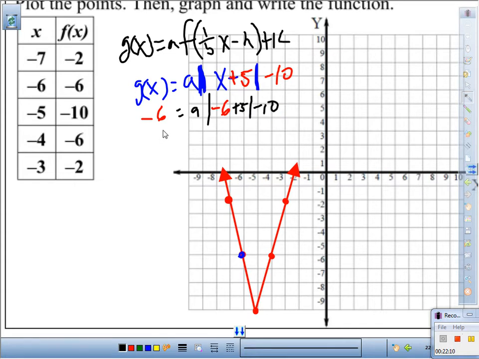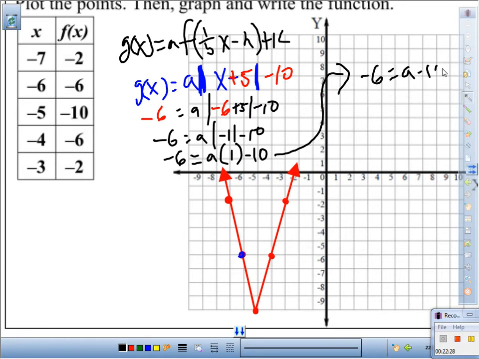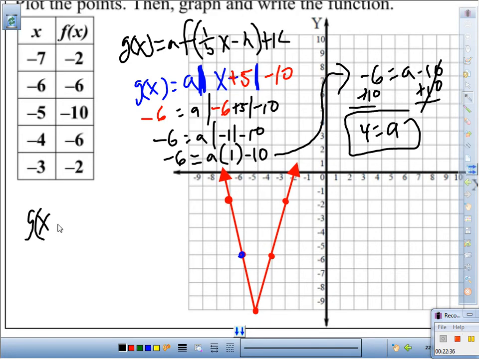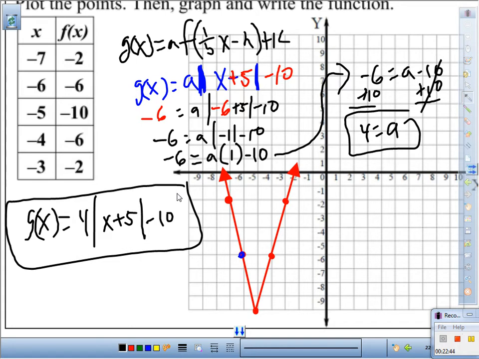This is -6 equals A times the absolute value of -1, minus 10. -6 equals A times 1, minus 10. So this is -6 equals A minus 10, plus 10, plus 10. 4 equals A. Therefore, my function is g(x) equals 4 times the absolute value of x plus 5, minus 10. Hands up if you got that? Yeah, so just be careful with the ones that are stretching horizontally that you need to focus on B instead of A.